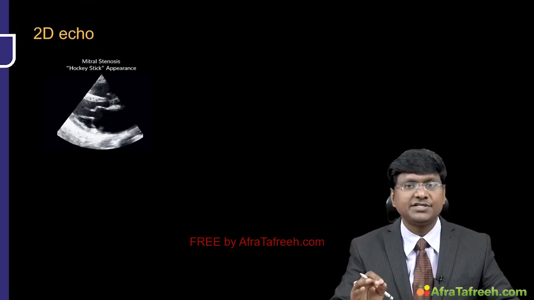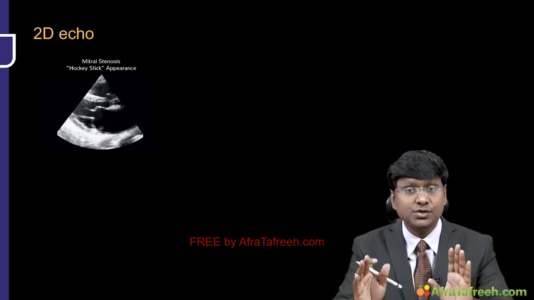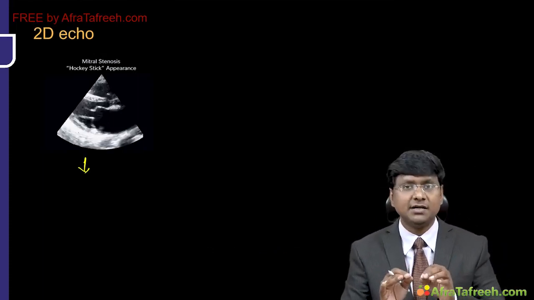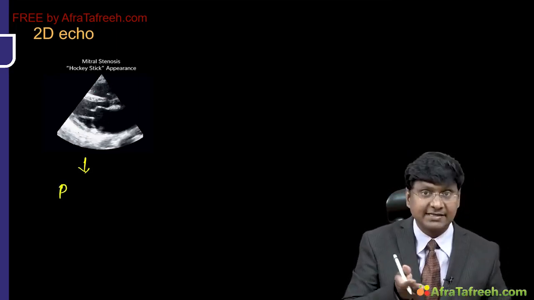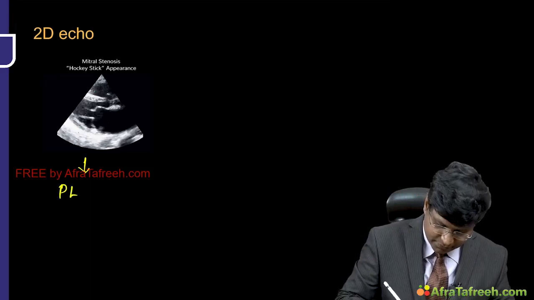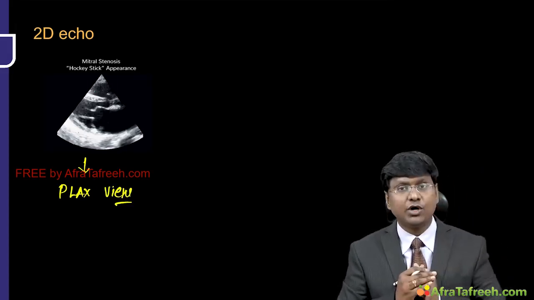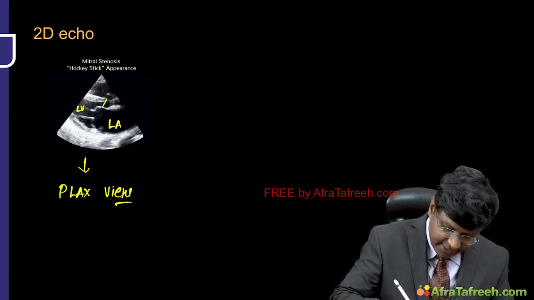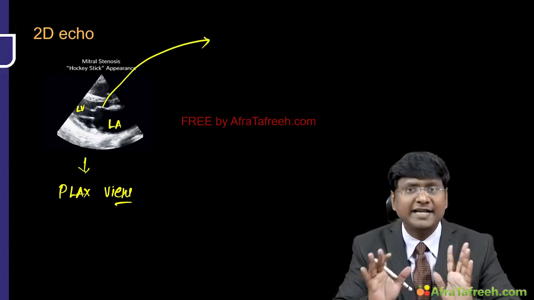And the next important investigation is the 2D echo. In 2D echo, we see multiple things, right? This is the parasternal long axis view, like the lateral view. Here what you will observe is the left atrium and the left ventricle. And you can see the mitral valve leaflet, which is thickened, and mobility will be reduced.